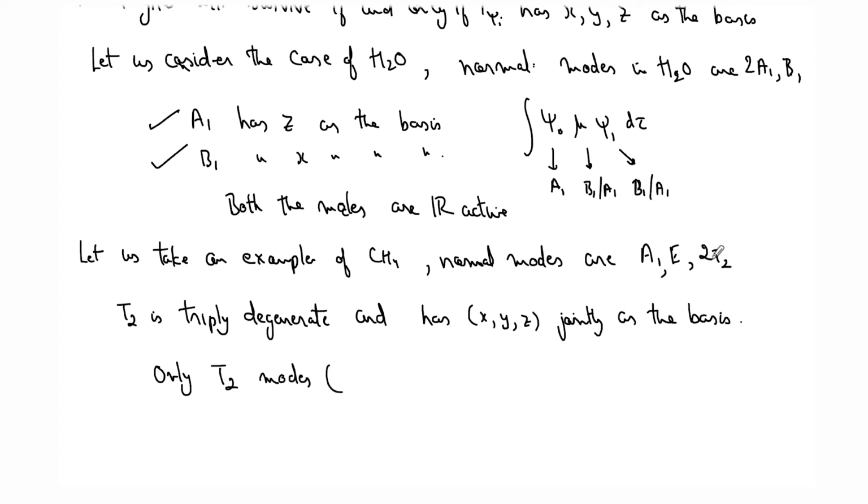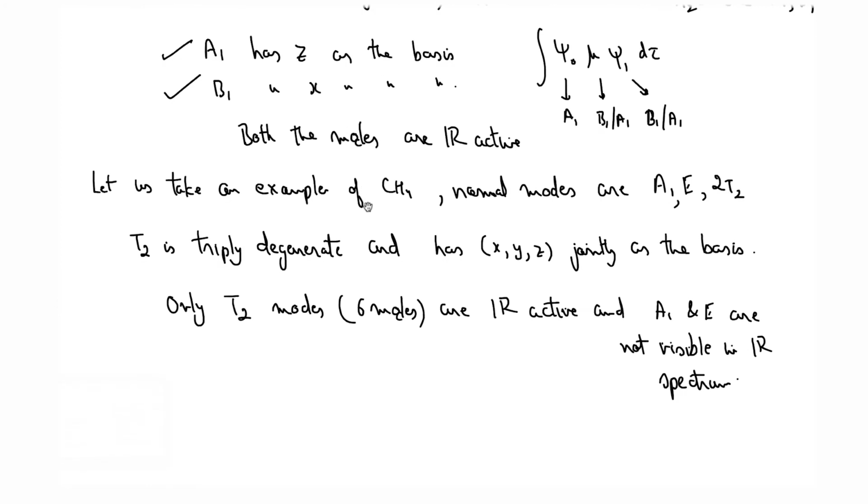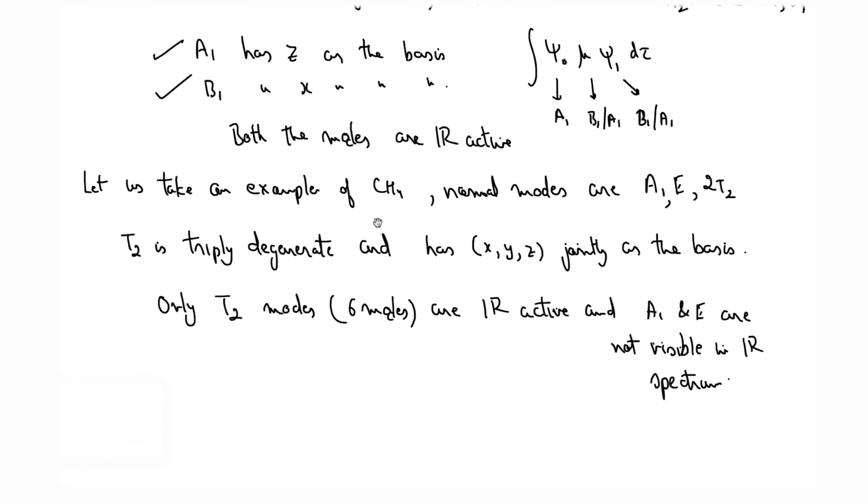So how many total modes are there then? 2T2. That means 6 modes are IR active, and A1 and E are not visible in IR spectrum, right? So this should be very clear now. So this is for IR spectroscopy.